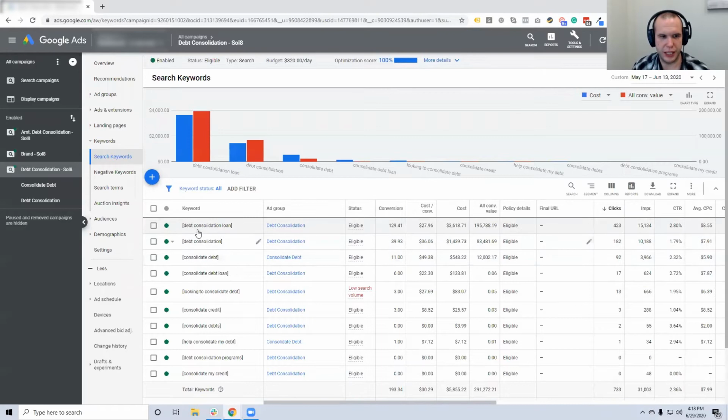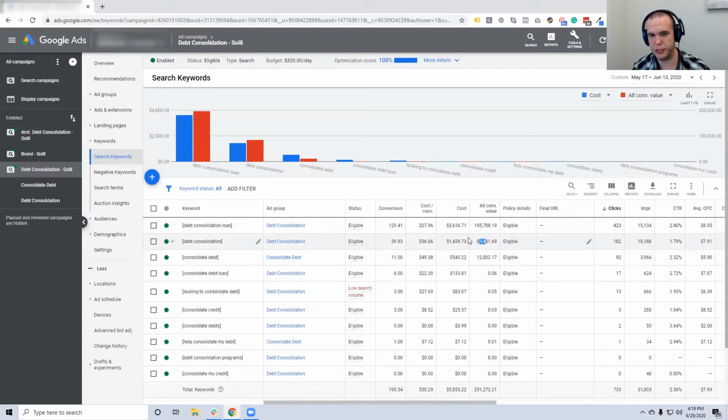And what you'll notice is debt consolidation loan, we spent $3,600 on it and have consolidated $195,000 worth of debt between just May 17th and June 13th. So not even a full month yet. Debt consolidation, we spent $1,400 and made $83,000.